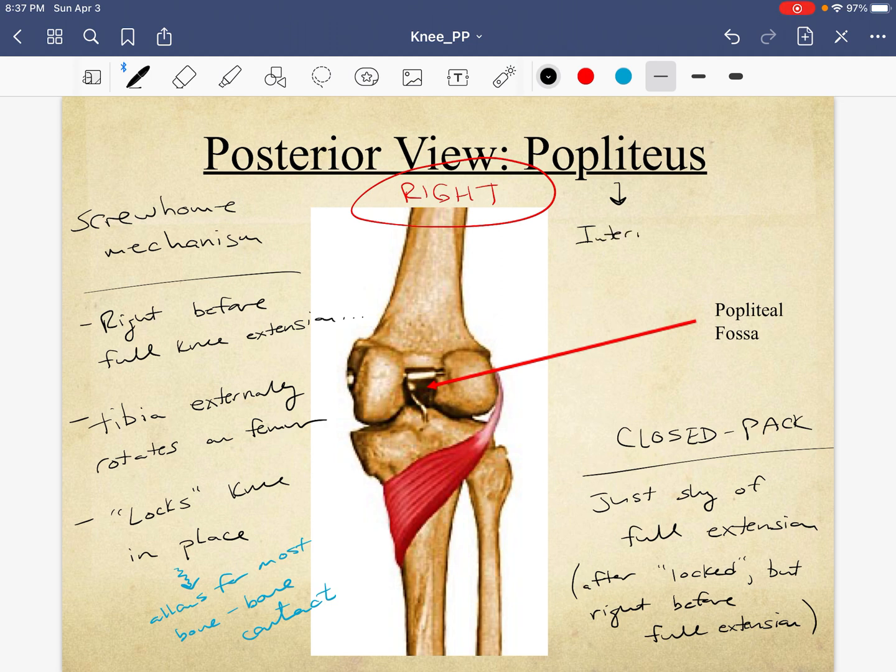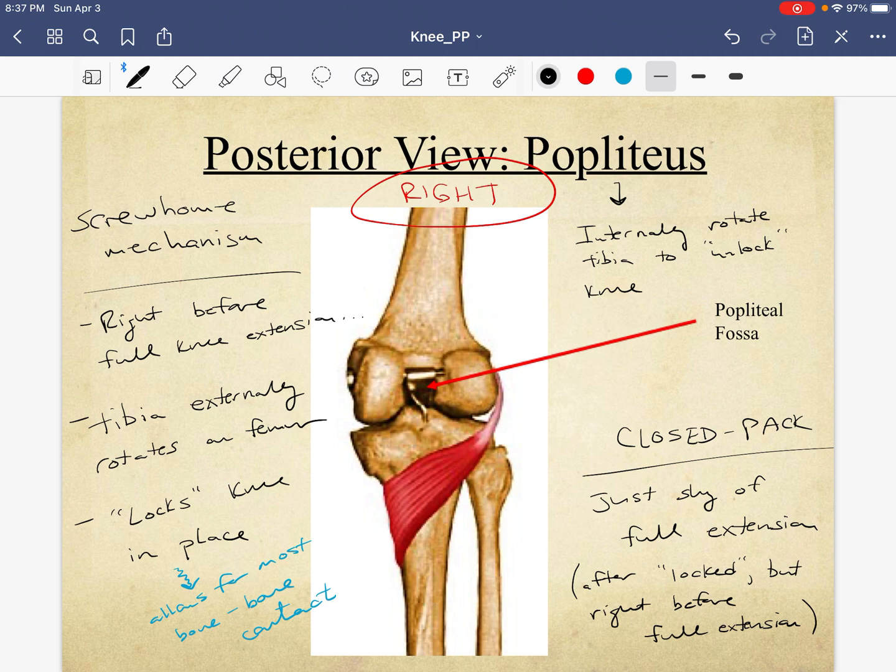The function of this popliteus muscle is to internally rotate the tibia to unlock. Apparently I can't spell at the same time as I'm talking. To unlock the screw home mechanism. So this is going to happen when you want to flex your knee. This would be considered a gliding movement.